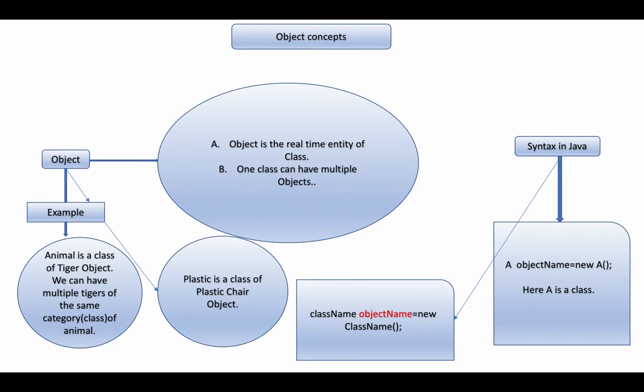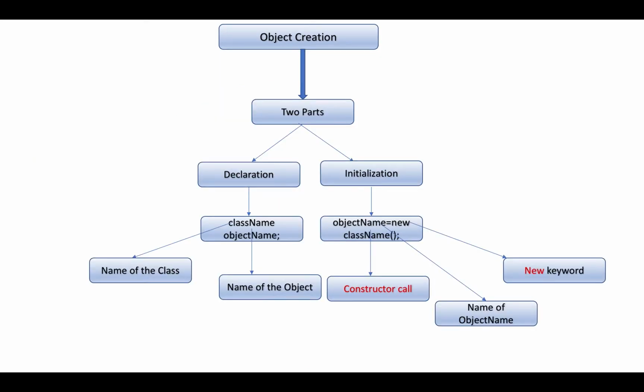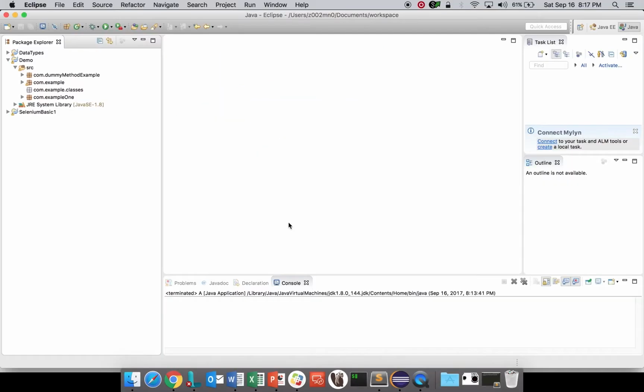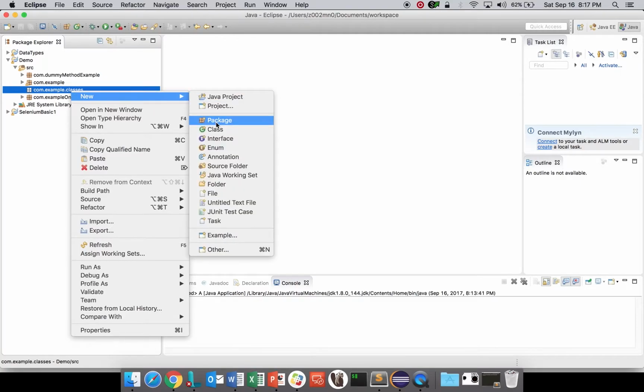Now the syntax to create an object in Java: first I have to write the class name, then the object name, then equals, new, the class name, first bracket open, first bracket close. Here is the example. Now let's quickly see how we can create an object of a class.